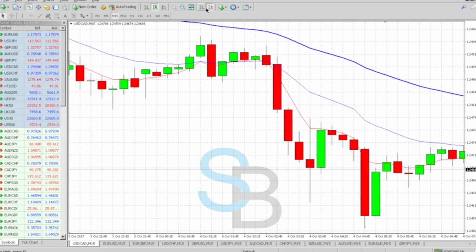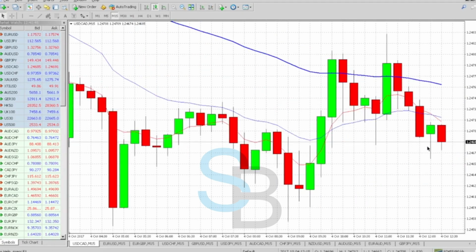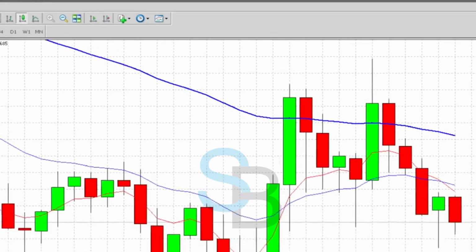So I'm looking to take a short. This is the swing low candle, as you can see, right at the cross. So this is an inside bar. It's still forming.